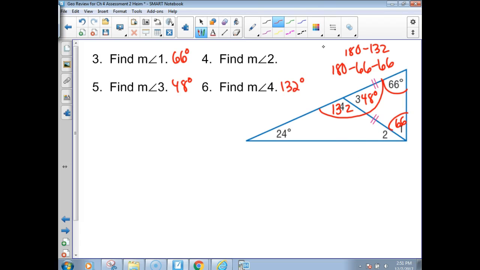And then you can find angle 2 by the fact that this triangle down here has two angles given, so you'd do 180 minus 132 minus 24. And that's 180 minus 156. Should be coming out to 24 degrees. Yes? Okay. All right, next.